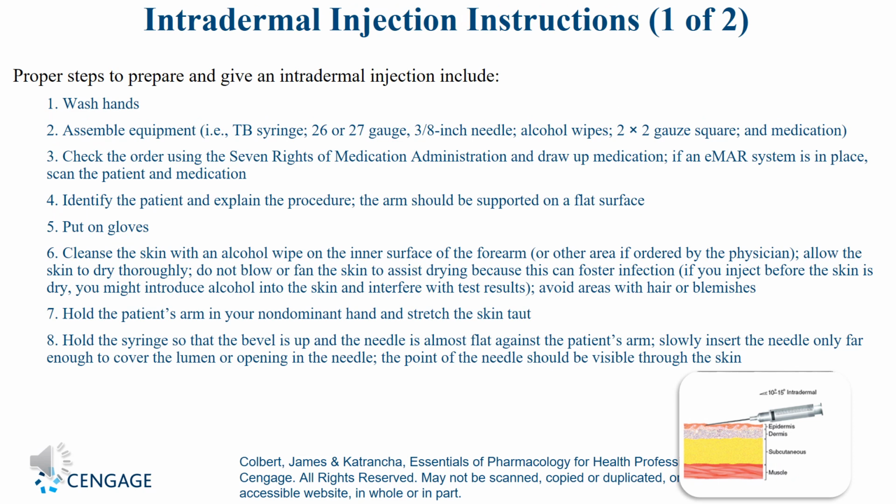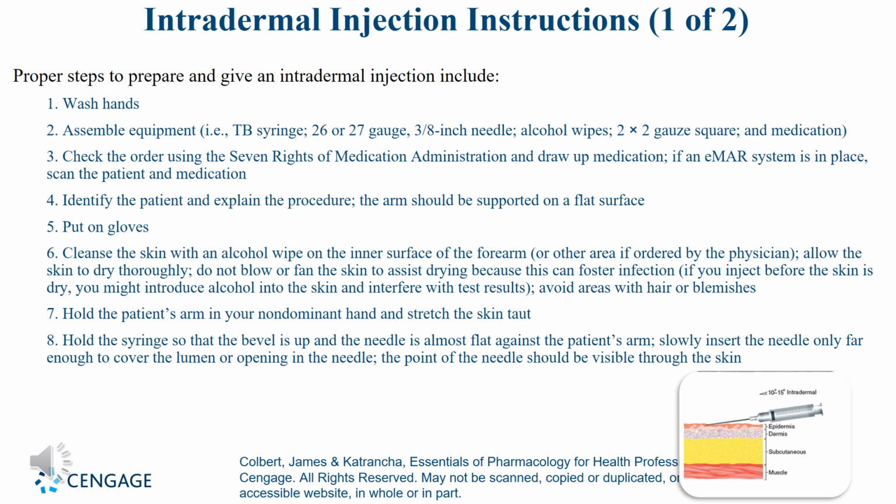Intradermal injection instructions. Proper steps to prepare and give an intradermal injection. You need to wash your hands. You assemble your equipment, which is a TB syringe, 26 or 27 gauge, 3/8 inch needle, alcohol wipes, 2x2 gauze square, and the medication. You check the order using the 7 rights of medication administration and draw up the medication. If you're using an EMR system that's in place, scan the patient and the medication.